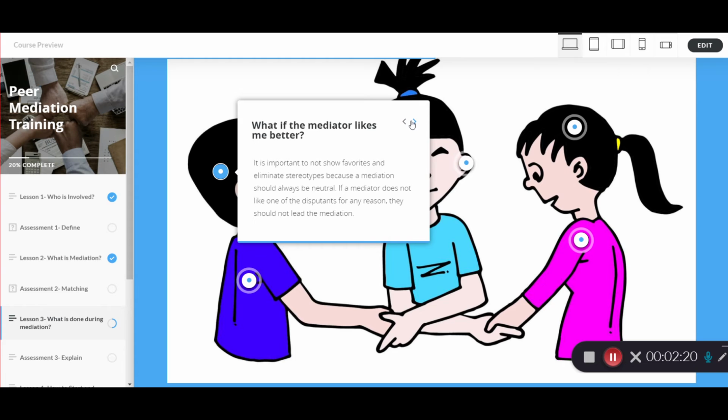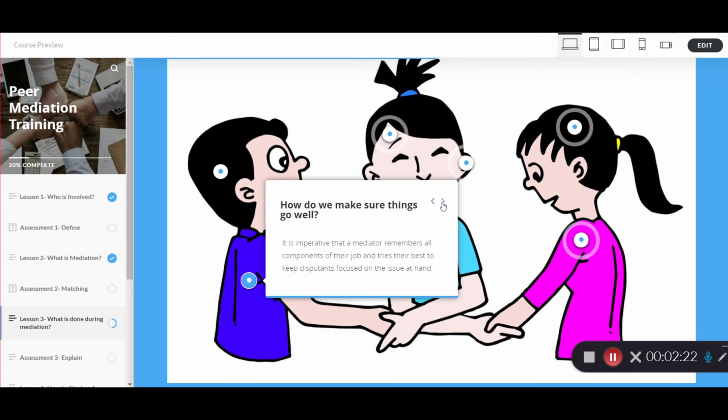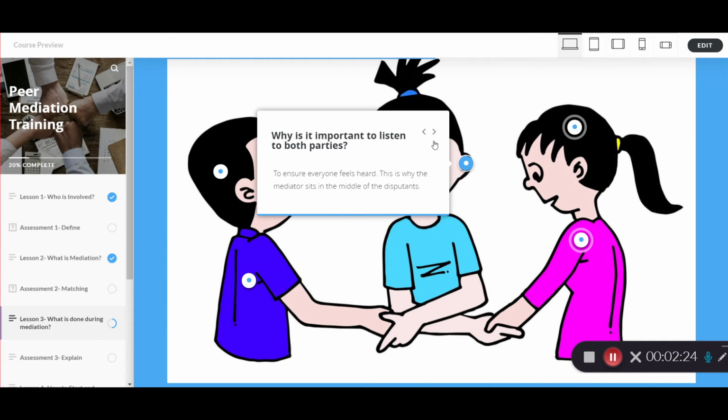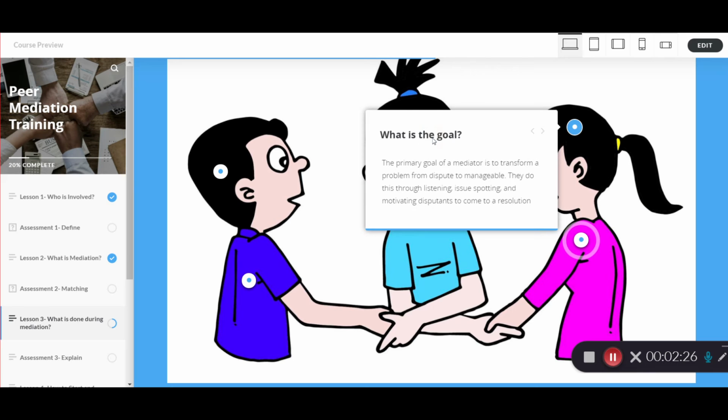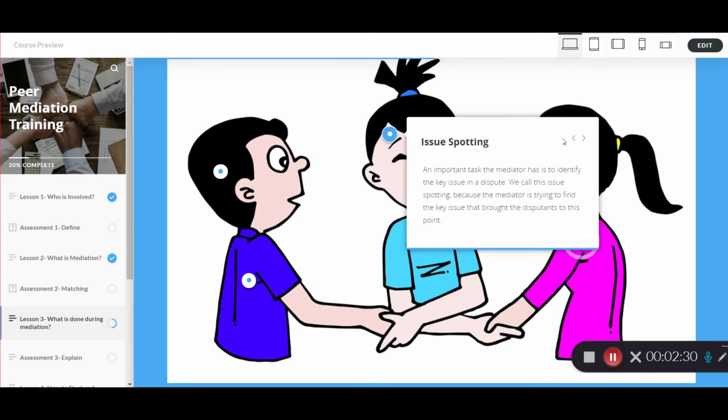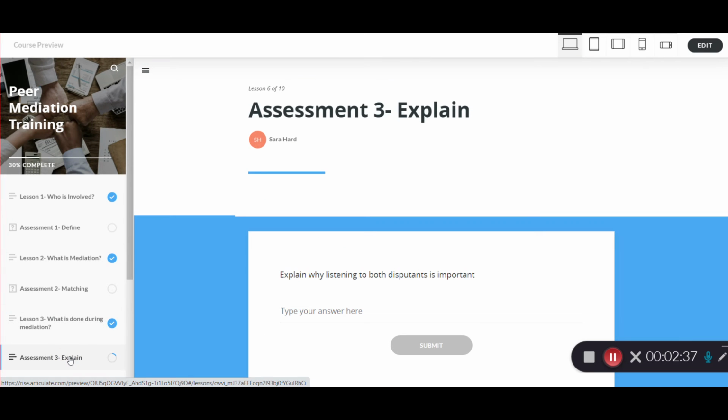ridding biases, staying focused, listening to both parties, keeping an end goal in mind, and not using I statements. The formative assessment that follows this lesson requires learners to write out answers to explain what some things are and why certain aspects of mediation are so important.